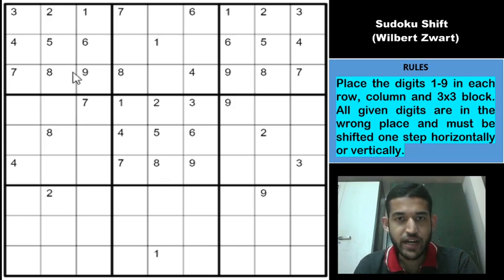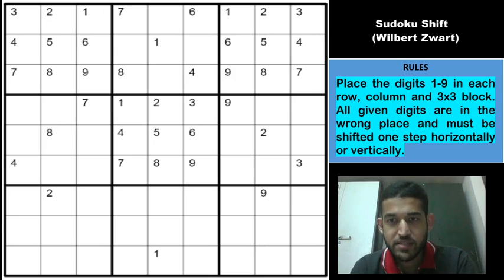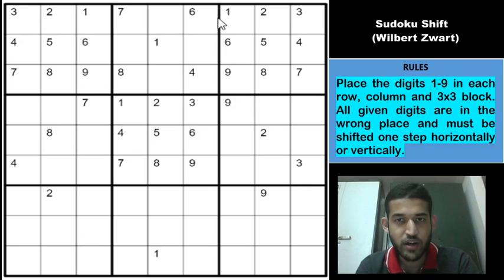In addition to standard rules, each row, each column and each 3x3 box contains the digits 1 to 9. In many of the cells you see that there is a small digit written in the corner of the cell. Those are the given digits. All given digits are in the wrong place and must be shifted one step horizontally or vertically. So for example, if you take this 9, the 9 cannot occur in this cell. It is given at the wrong position.